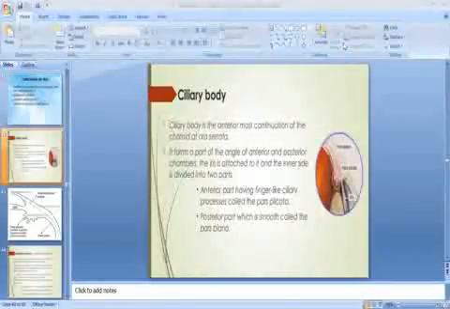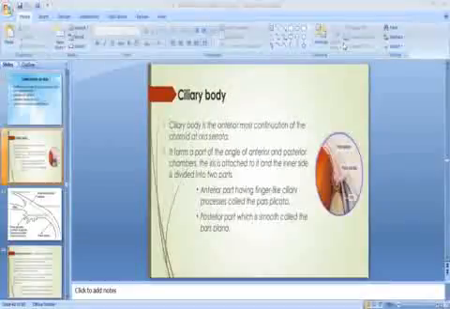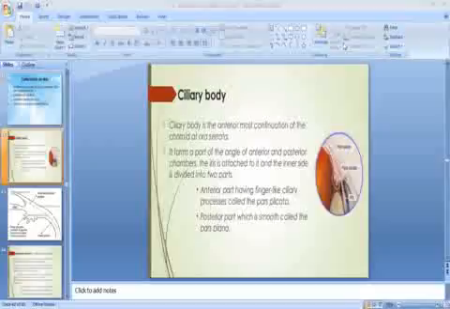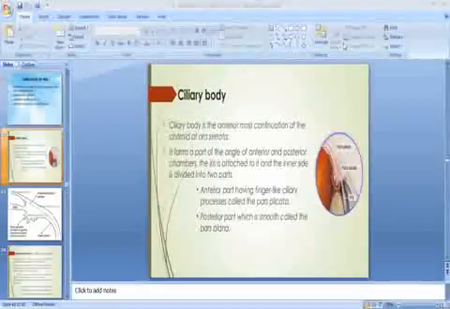आज का हमारा टॉपिक है एनाटॉमी ऑफ सिलियरी बॉडी। ठीक है, जो मिडिल वास्कुलर कोट होती है आई बॉल की, उसमें तीन स्ट्रक्चर्स आते हैं आपके, आइरिस, सिलियरी बॉडी और कोरोइड। ठीक है, तो आज हम डिस्कस करेंगे सिलियरी बॉडी क्या होती है। सिलियरी बॉडी इज द एंटीरियर मोस्ट कॉन्टिन्यूएशन ऑफ द कोरोइड at ora serrata.